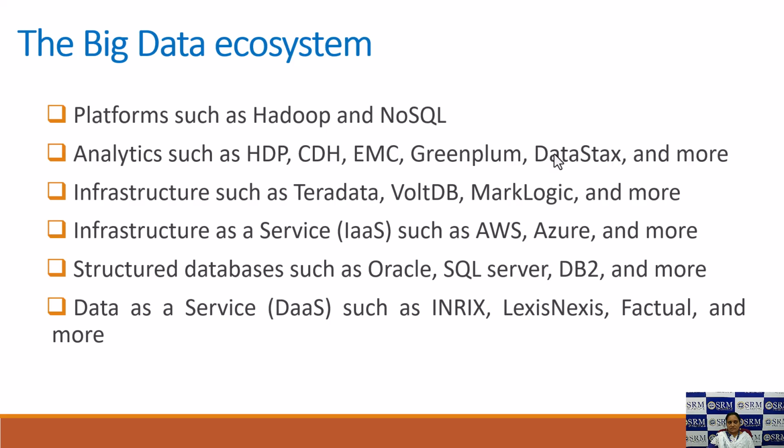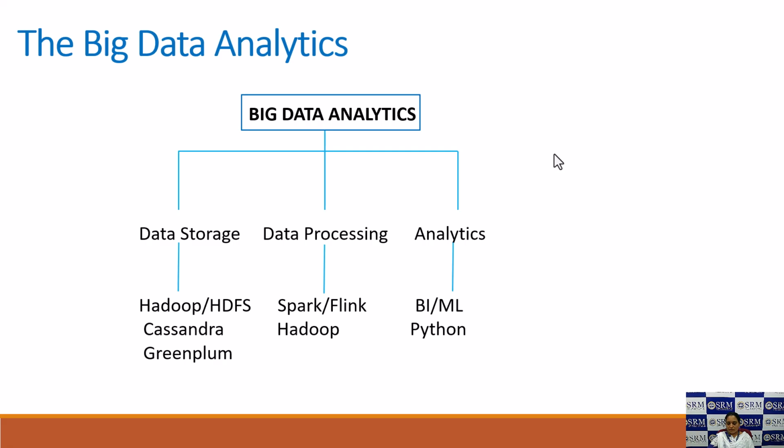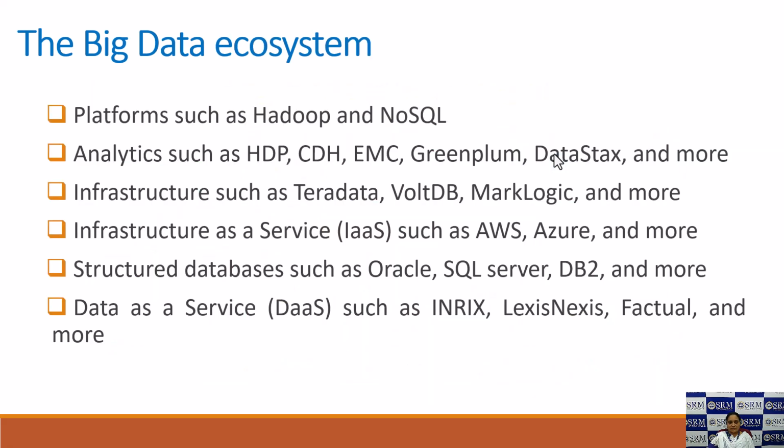What are the big data ecosystem platforms that are available, such as Hadoop and HDFS? We'll see one by one what they are. Platforms such as Hadoop and NoSQL, and analytics such as HDP, CDH, EMC, Greenplum, DataStax, and more. Infrastructure such as Teradata, VoltDB, and MarkLogic. Infrastructure as a service such as AWS and Azure; we all know that Microsoft and Amazon provide it. Structured databases such as Oracle, SQL Server, and DB2, and data as a service such as Inrix, LexisNexis, and Factual. These are some of the ecosystem components, and we'll be seeing them one by one.